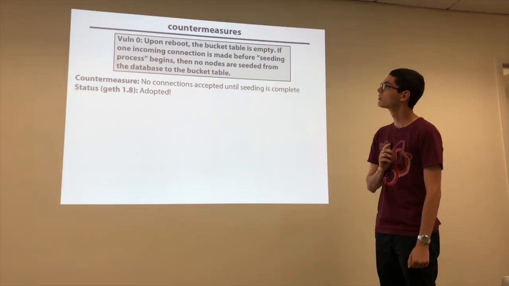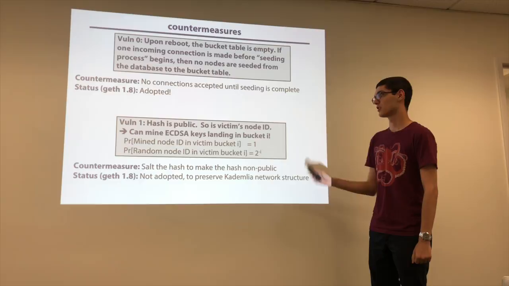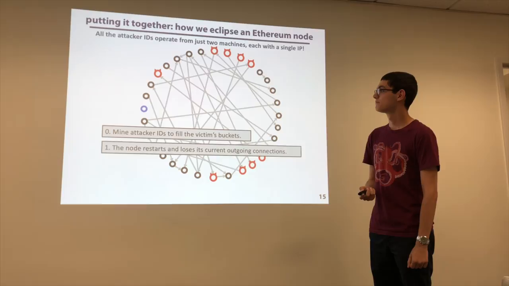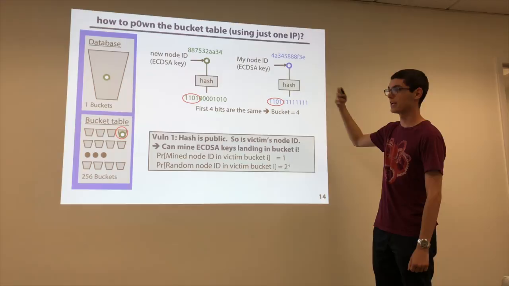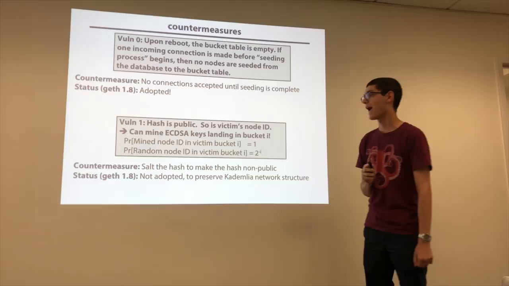This vulnerability is very big: the fact that the hash is public, the structuredness of the bucket tables. Very simple fix, just salt the hash to make the hash non-public. So back on this previous slide, where you're doing this hash, instead of just hashing the node ID, the victim or any node will add a private random salt, which will make the hash non-public, meaning the attacker can't actually guarantee to be in a specific bucket because it's going to change how many bits are the same.